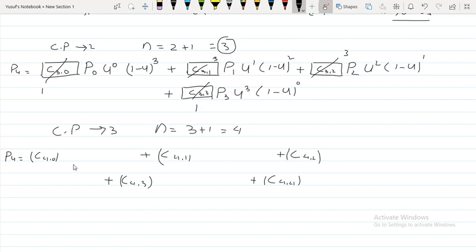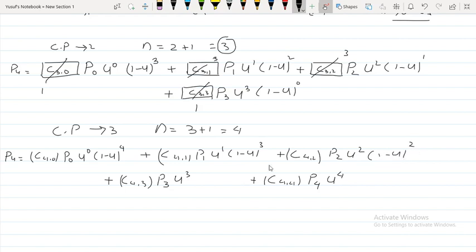5 constants are there. And then the next term is P: P0, P1, P2, P3, P4. And the third term is u raised to 0, u raised to 1, u raised to 2, u raised to 3, up to u raised to 4. 4 means the value of n. So (1 minus u) raised to 4, (1 minus u) raised to 3, (1 minus u) raised to 2, (1 minus u) raised to 1, and (1 minus u) raised to 0. This is the equation. And the constants are 1, 2, 3, 4, 5.